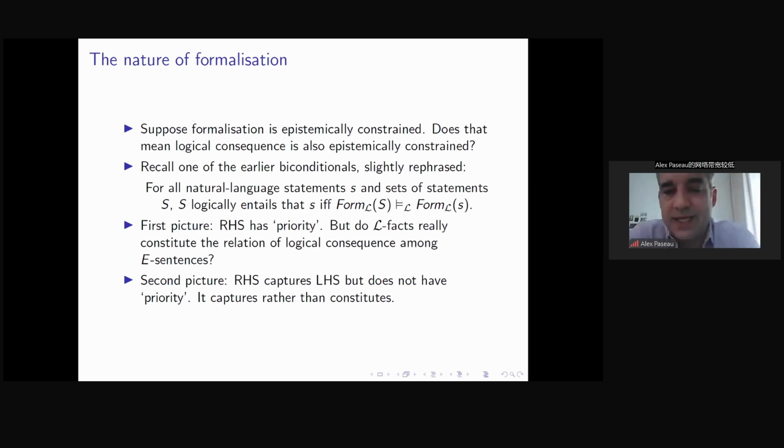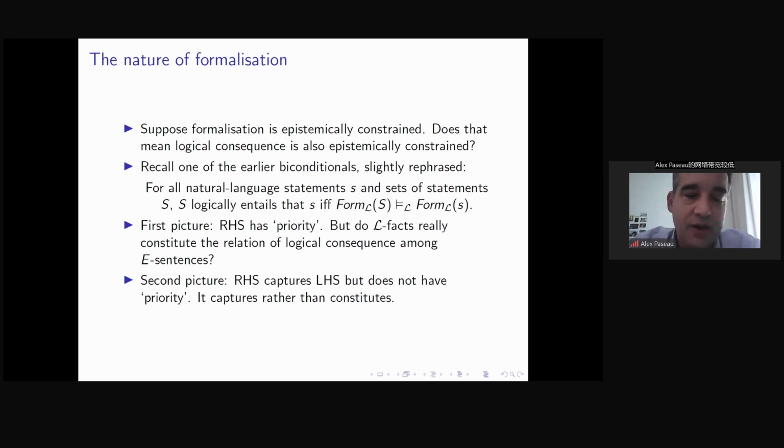Okay. So what does this imply? Suppose that formalization is epistemically constrained in the way that I suggested. Does that mean that logical consequence is also epistemically constrained? If it's the nature of formalization to respect this epistemic criterion, does that mean that logical consequence is somehow epistemically constrained? Because remember, at the start of the talk, I explained that on the standard contemporary formal approach, the analysis of logical consequence in English, logical validity, is analyzed in terms of formal validity. And you might worry that if formal validity is epistemically constrained, that also means that logical consequence in English is also epistemically constrained.